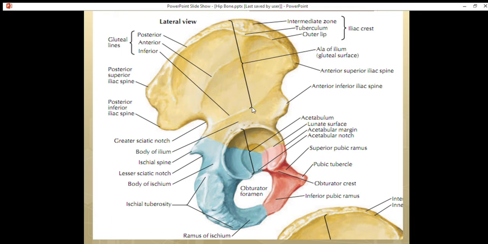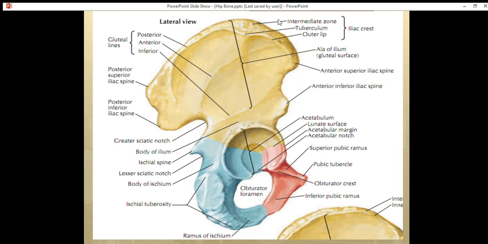Here you will see the outer surface or lateral view of ilium. You can see that the upper part of the ilium, which is a thick border-like portion, is called iliac crest. The lower part of the ilium is joined to the other two parts at the acetabulum. Then ilium has an anterior border and a posterior border, which are visible in this view. Medial border is not visible in this view, and only the outer or gluteal surface is visible.